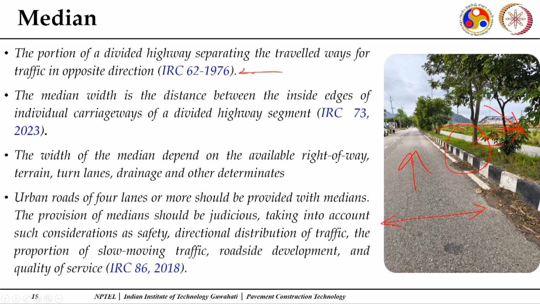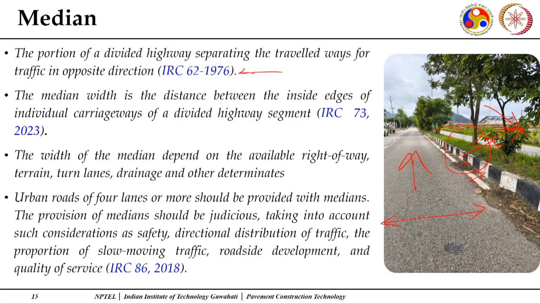Now, the median width is the distance between the inside edges of the individual carriageways. It can be measured from here to here, and you can see the median shies or curb shies. This marking creates a space so that your vehicle does not get brushed against the medians, and these raised concrete structures are curbs.